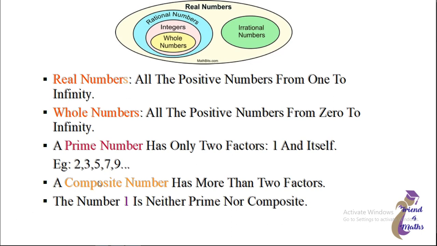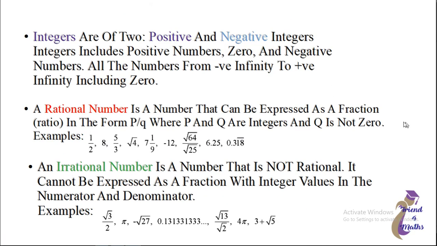Next is a composite number. Composite numbers are those numbers which have more than two factors. Okay, more than two factors. Next, the number 1 is neither prime nor composite. Next is integers. Again imagine that number line with the positive numbers to infinity on the right side, negative numbers to negative infinity on the left side and 0 at the center. These integers are all the positive numbers, 0 and the negative numbers, from negative infinity to positive infinity including 0. And these integers can be divided into positive integers and negative integers. Okay.